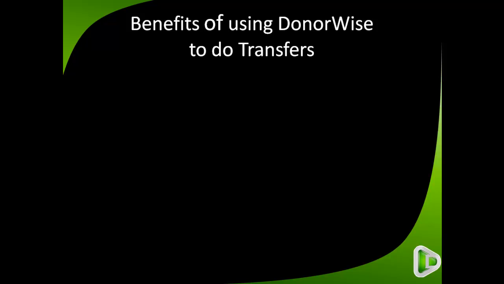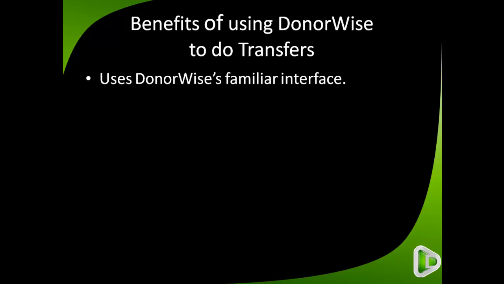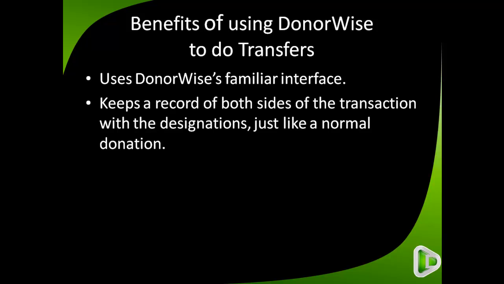Normally transfers are handled in your general ledger between any kind of responsibility center, but there are some advantages to doing it in DonorWise. Number one, it uses DonorWise's familiar interface, so it's quick and easy. Number two, it keeps a record of both sides of the transaction with the designations, just like a normal donation, so you can look it up on the Donations tab or Gifts Received tab for any staff member.